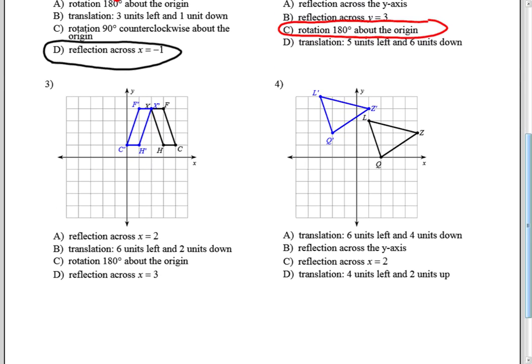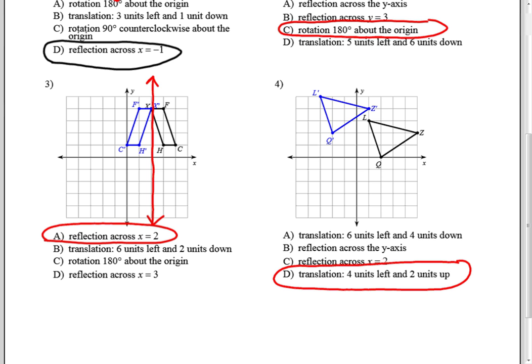Number 3, the information there looks like a reflection across x equals 2. X equals 2 would be that reflecting line. And number 4, looks like we've got a translation. Let's check to see. Start with any of the original points. Let's start with Z. I have to move 1, 2, 3, 4 to the left, and then I have to move 2 up. That matches up. Next page.